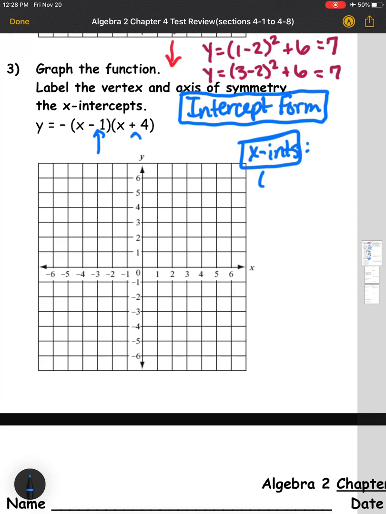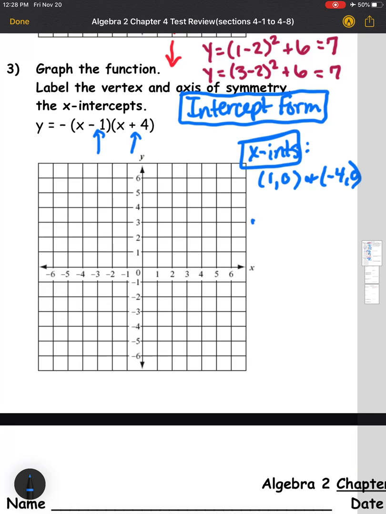But sometimes you guys forget to flip the signs on these too. So if you see a set of parentheses, know that you need to flip the sign on them. So that first one should be 1, 0. And the other one should be -4, 0. And the 0 for the y value, because at the x-intercepts, your y value is 0. So that's our x-intercepts. That's 2 pieces we already got.